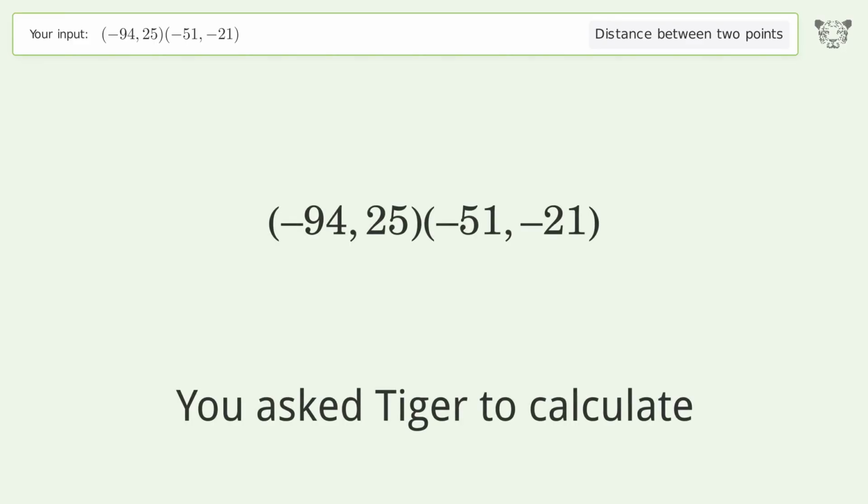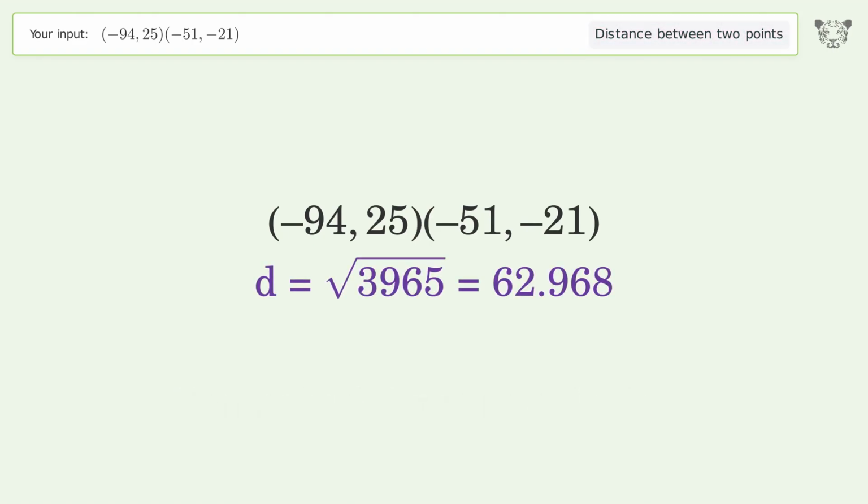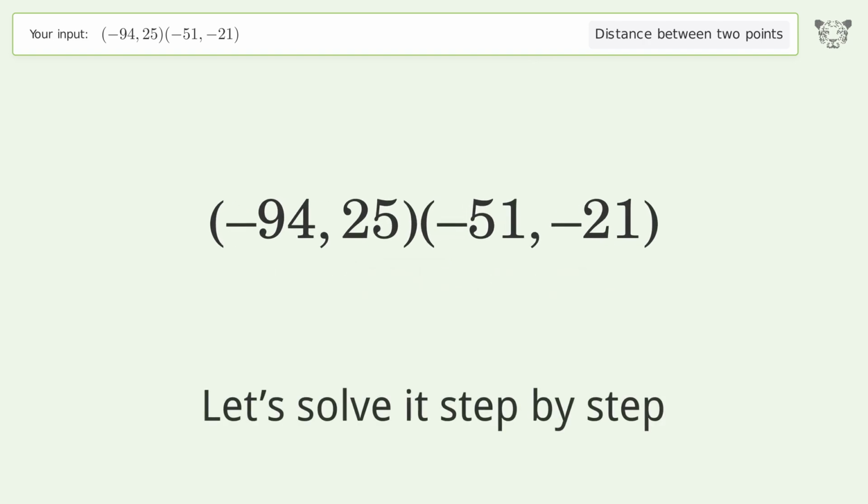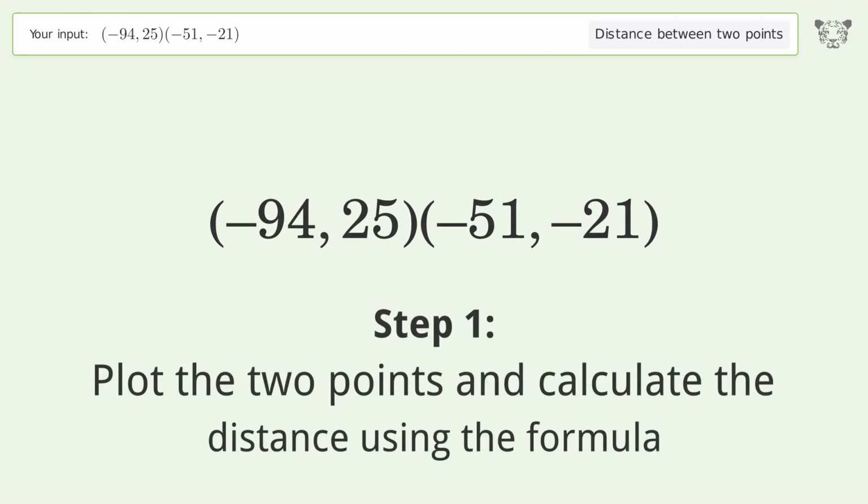You ask Tiger to calculate. This deals with the distance between 2 points. The distance between the 2 points is the square root of 3,965, or 62.968. Let's solve it step by step. Plot the 2 points and calculate the distance using the formula.